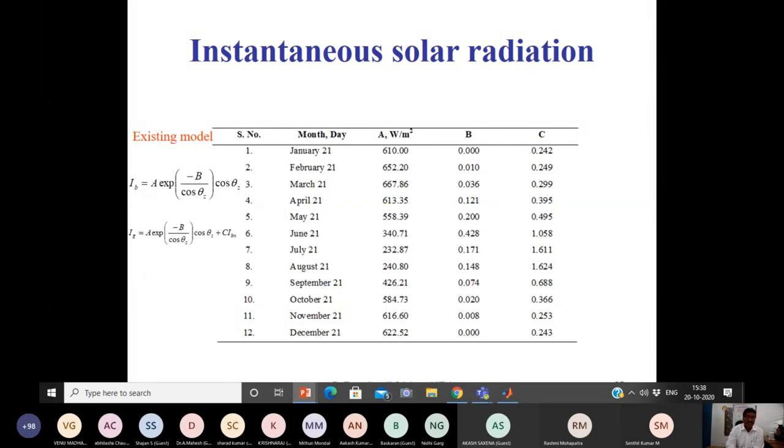There are existing models available, the two constant and the ABC models. Using these three constants, which are defined for each and every month, January to December, by substituting the corresponding constants in this equation, we can calculate the beam radiation and global radiation. This is the existing model.